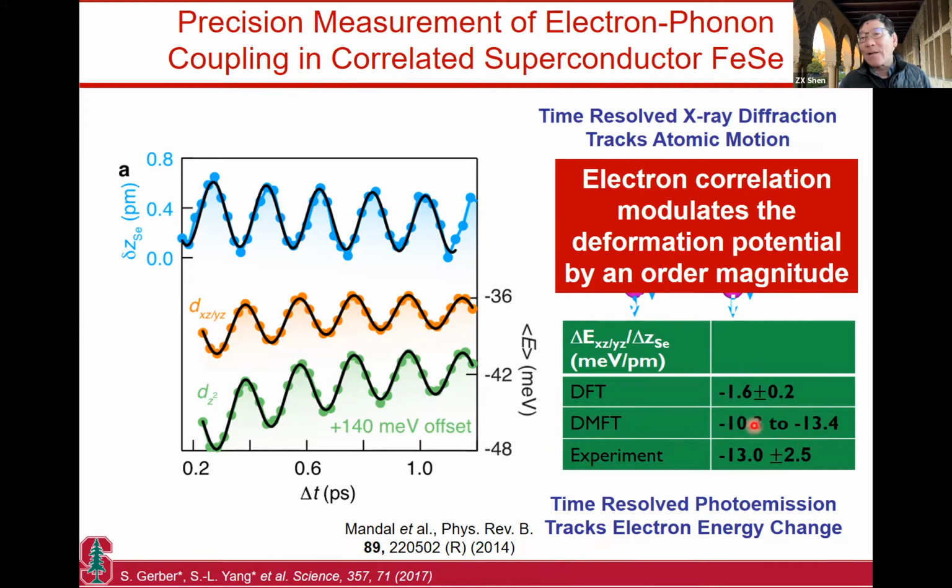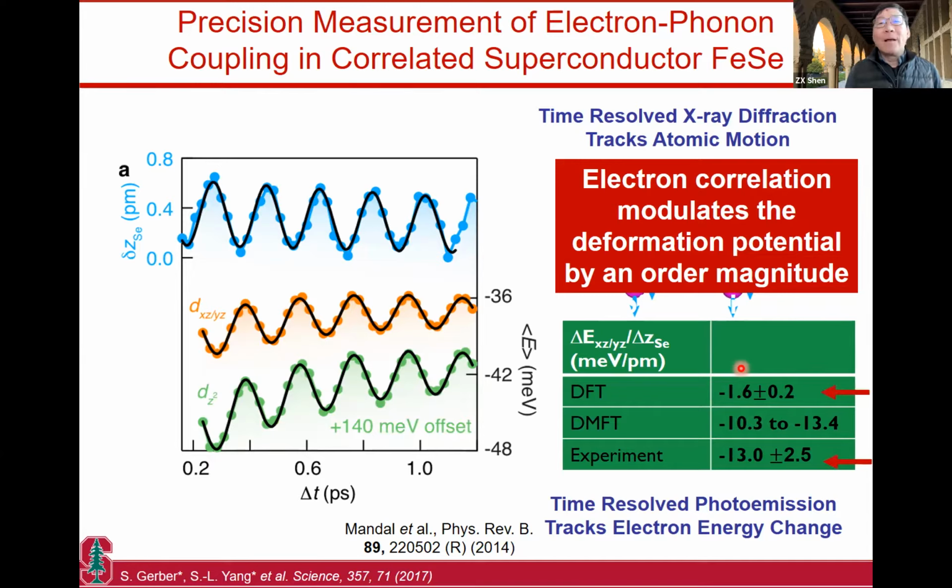Also, it says that the strong Coulomb interaction actually significantly enhances the deformation potential, and therefore also the electron-phonon coupling. So it's to say that in those coupled systems, they have a lot of ways to influence each other, and that probably is really the underlying reason for the richness of physics in this system.